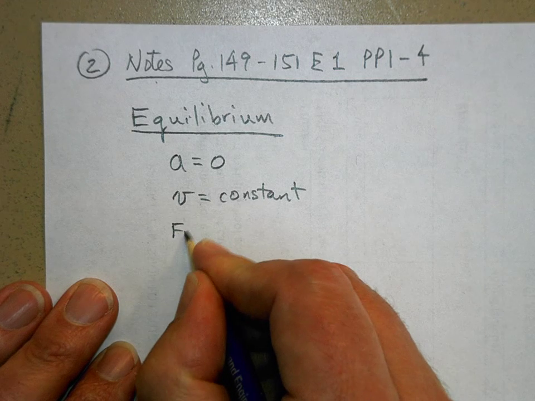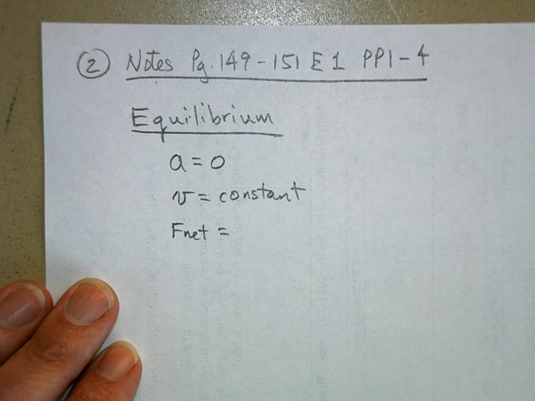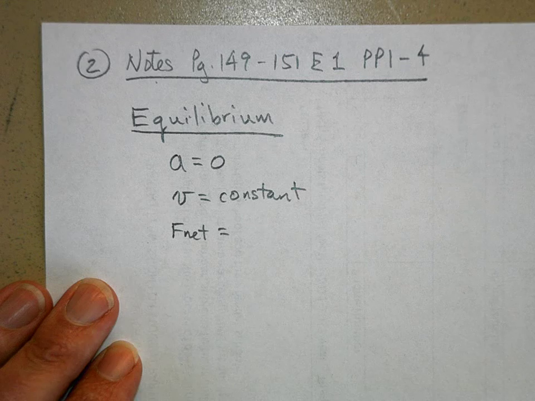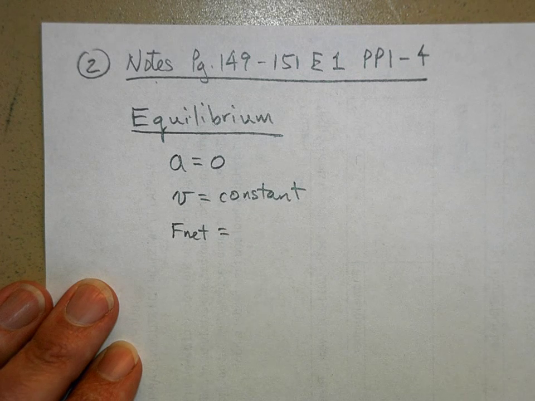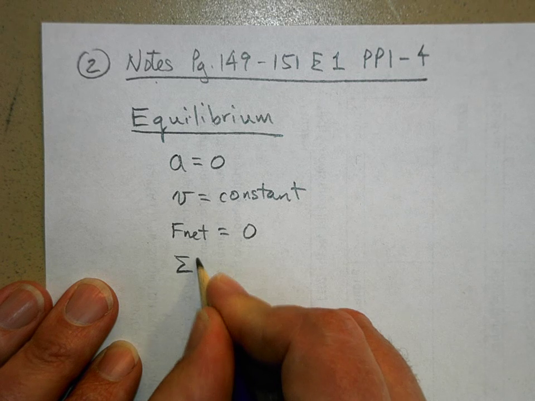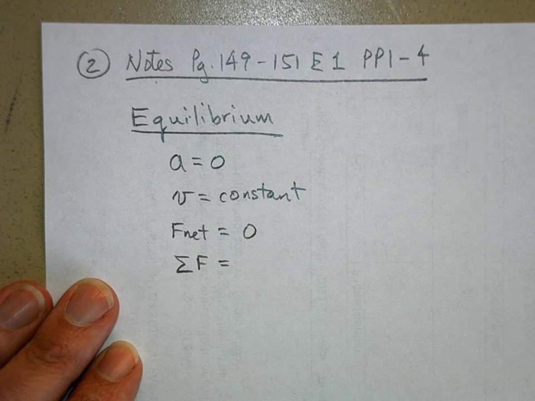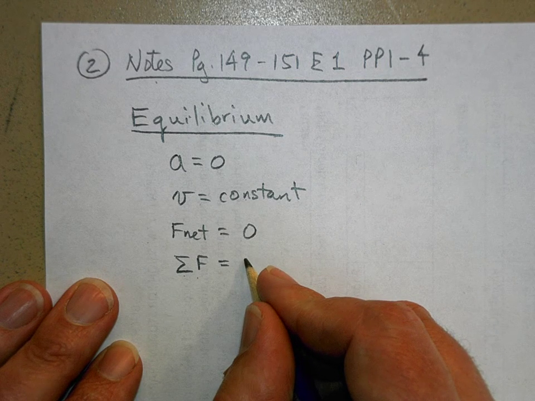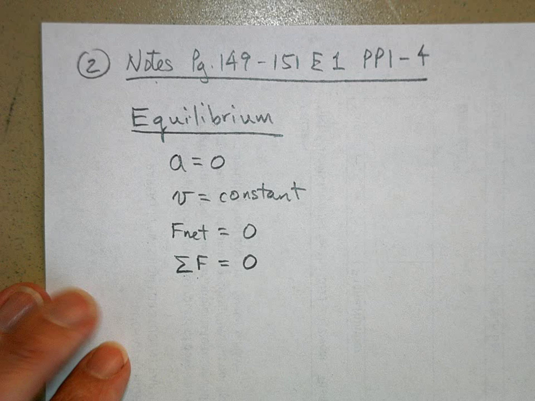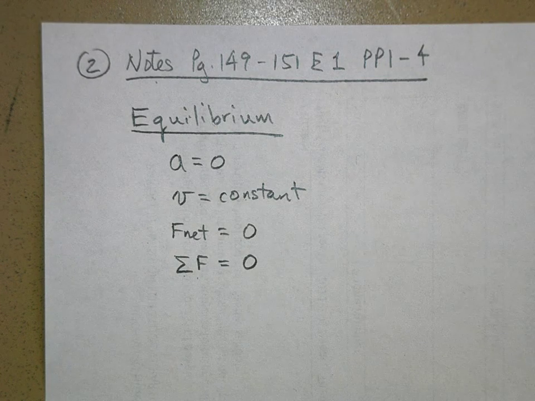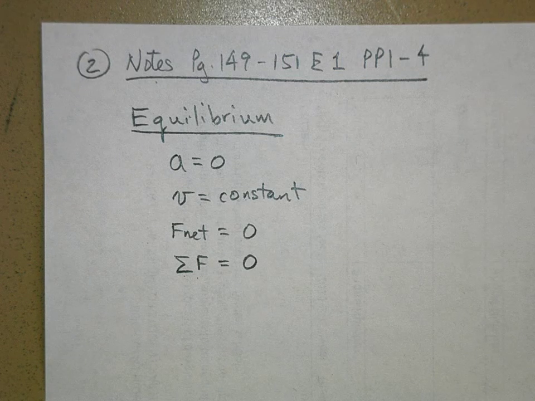Which means that, well, what's net force equal to? The net force equals ma, but if the a is zero, then the net force must be zero. And the net force is what you get when you sum all the forces acting on an object. When you add up all the forces acting on an object, if they all cancel out, they have to be equal to zero as well. Okay, so that's what equilibrium means.